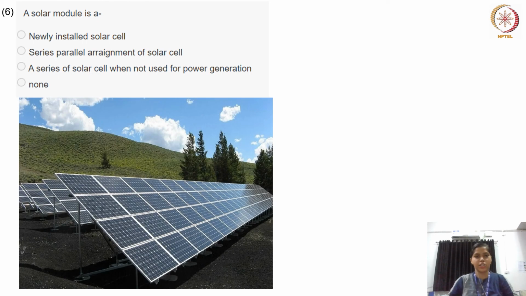Okay, so let's have a look at this picture. As you can see, all are solar cells that are connected in series like this and like this, and in parallel also. So a solar module is something which is connected in a series or parallel arrangement. So option number 2 will be the correct answer for this question. So good, Pankaj and Tripti. Okay. So now let's move on to the next question.